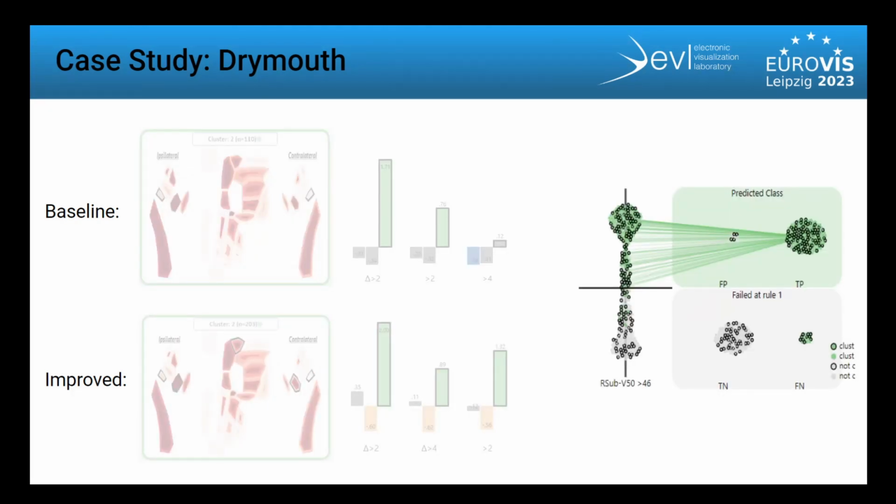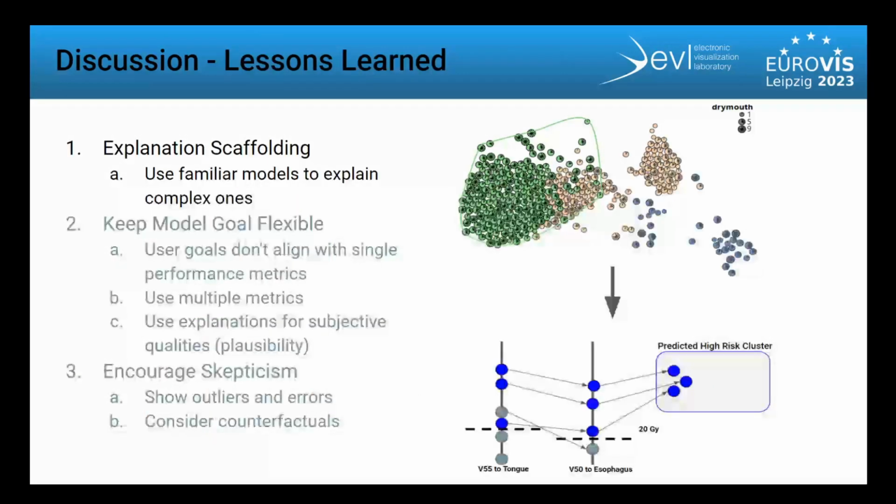Additionally, through our rule explanations, we found a set of minimal dose thresholds to the submandibular salivary glands that serve as a strong predictor of long-term dry mouth, to point to potential new guidelines for treatment planning to reduce side effects. Through the development of our system, we identified 3 general design lessons related to dealing with clinical explainable AI development. 1. Explanation scaffolding.